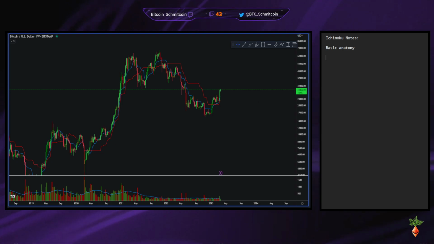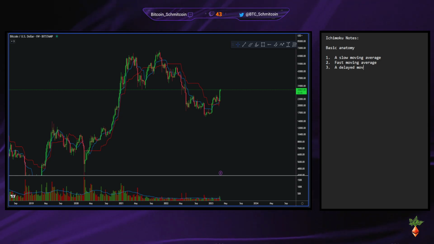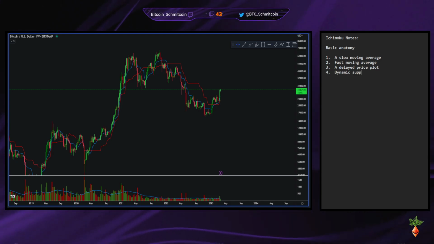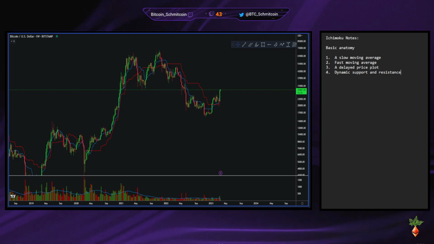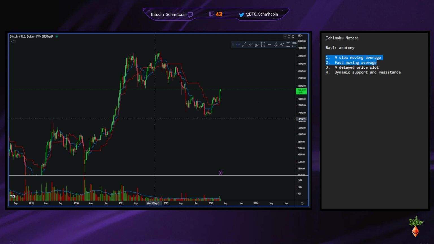a slow moving average, fast moving average, a delayed moving average. Actually, it's not really, it's a delayed price plot, dynamic support and resistance. Okay, so I'm going to touch on these two first points here.